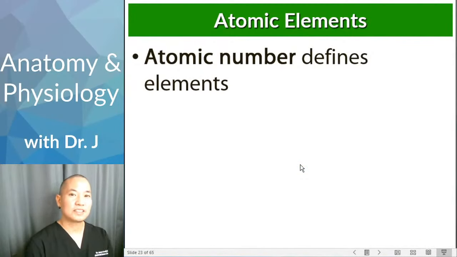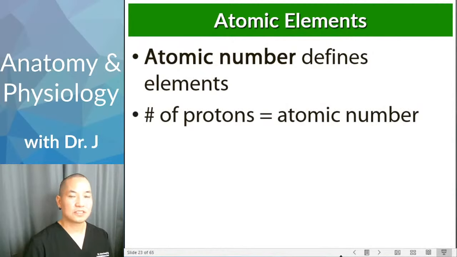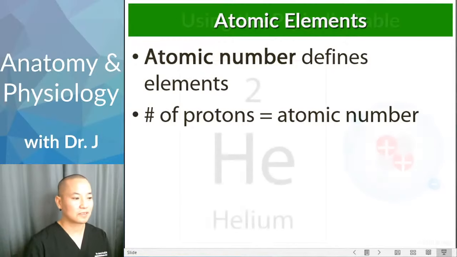All right, so let's talk about what an atomic number is. An atomic number defines what elements are. The number of neutrons and electrons does not determine what an element is. It's the number of protons. The count of the protons determines the atomic number.